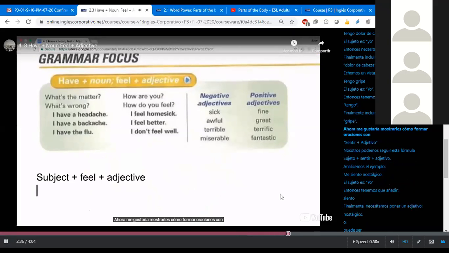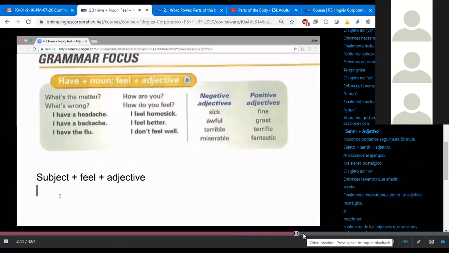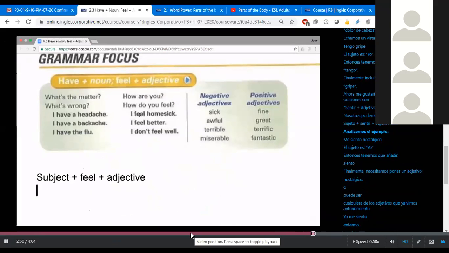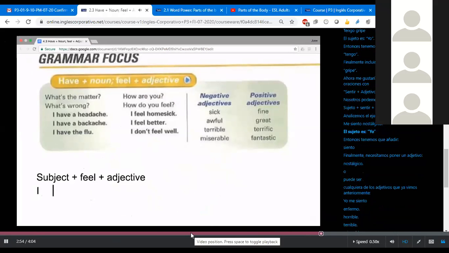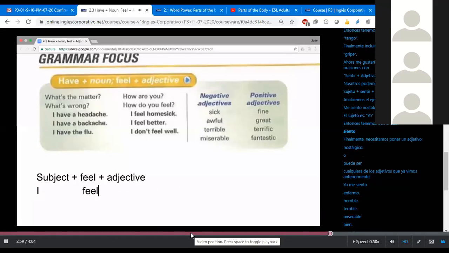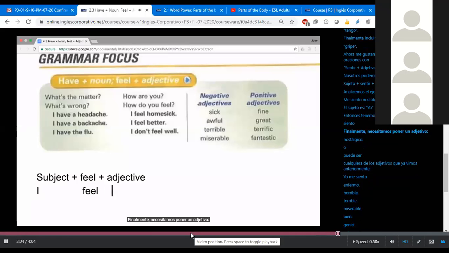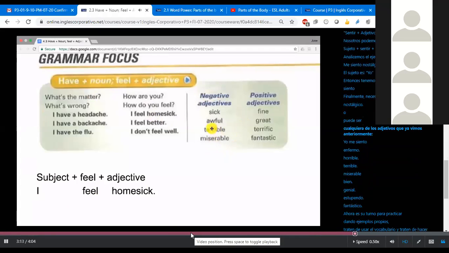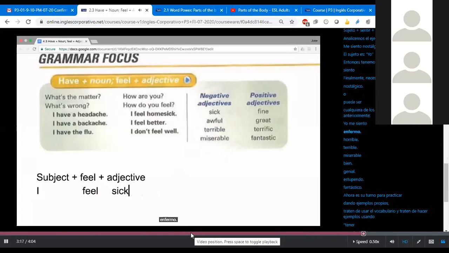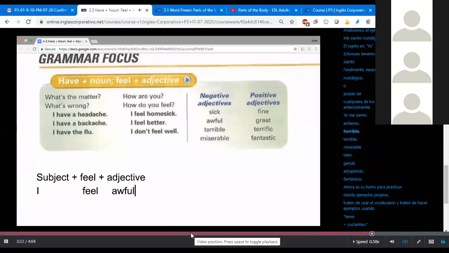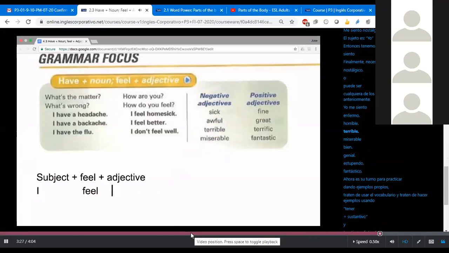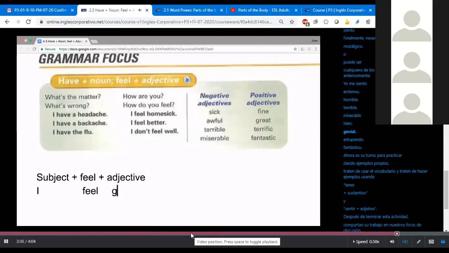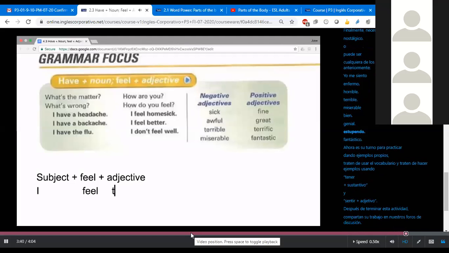Now, I would like to show you how to form statements with feel plus adjective. We can follow this formula. Subject plus feel plus adjective. Let's analyze the example. I feel homesick. Subject is I. Then we need to add feel. Finally, we need to put an adjective. Homesick. Or it can be any of these adjectives towards the right. I feel sick, awful, terrible, miserable, fine, great, terrific, fantastic.